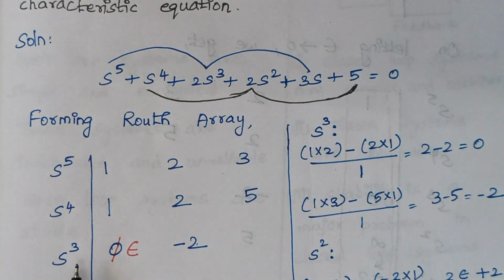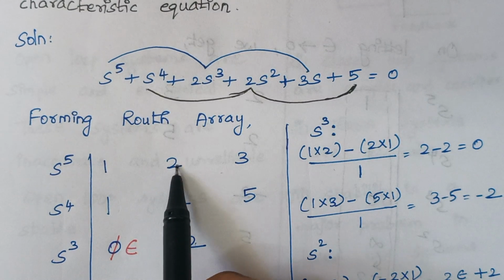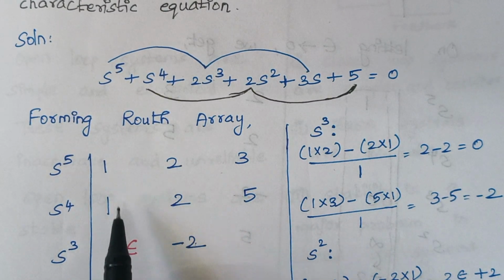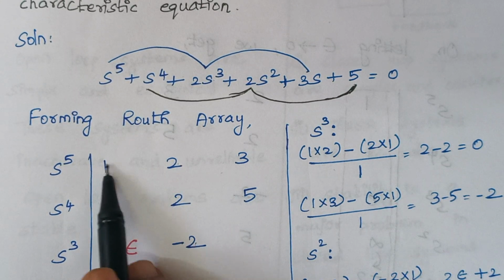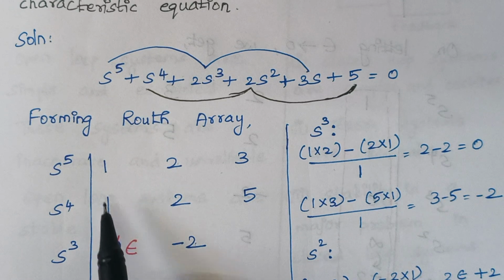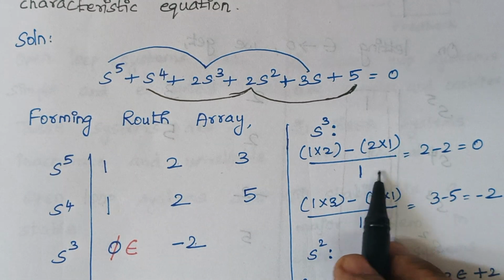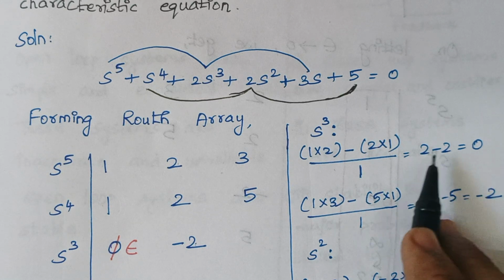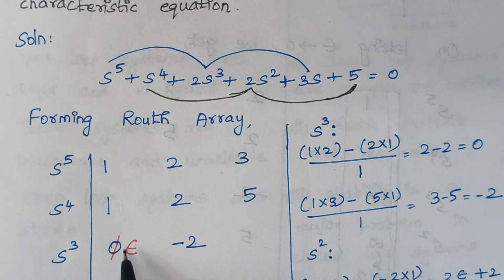So how do we find the s cube row? As usual, 1 into 2 minus 2 into 1, divided by the corner element, 1. I have written this here. When you solve this, we get the answer 0, that is, 2 minus 2 which gives 0. So the first element is 0 here.